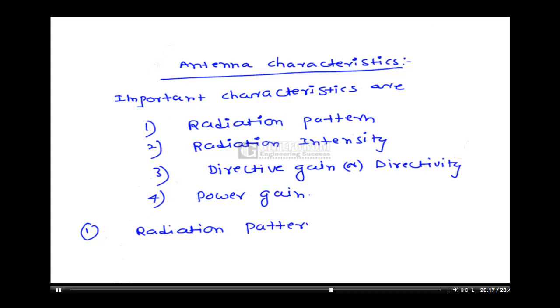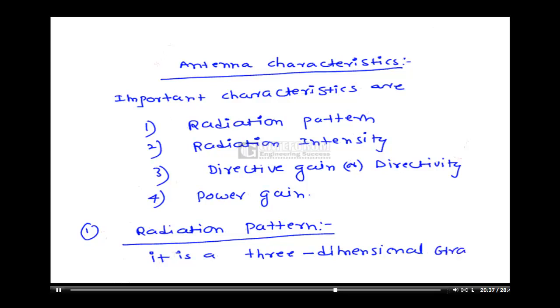In this, if we draw E versus theta, for constant phi, it is called E plane pattern. If we draw electric field versus phi for theta is equal to a particular angle, pi by 2, it is called H plane pattern.